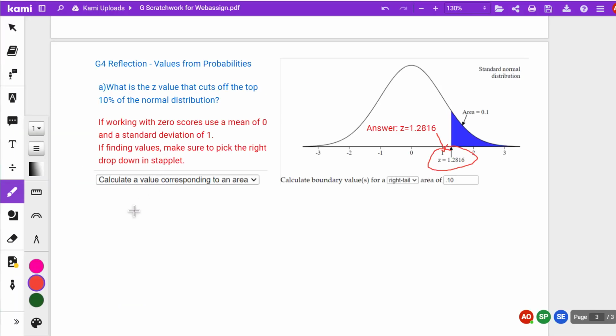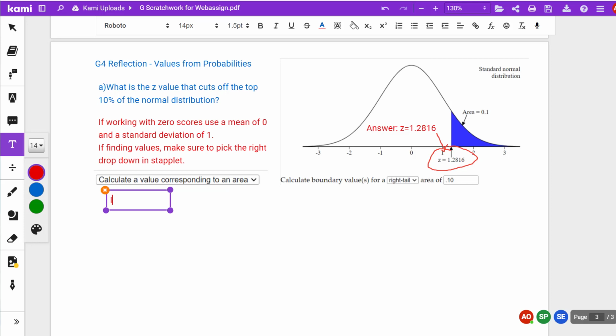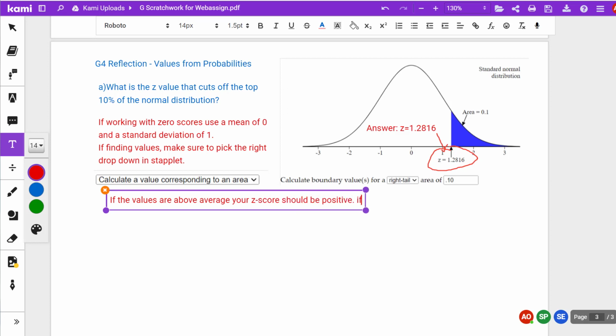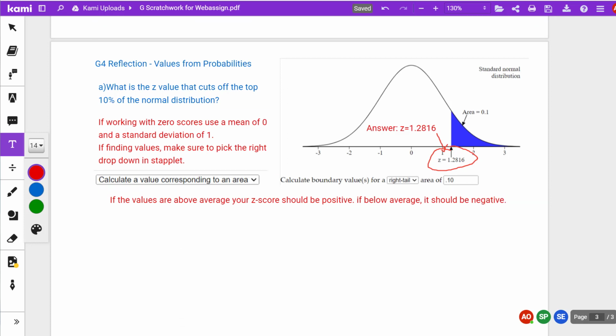All right, so let's write ourselves a note about that. If the values are above average, your z-score should be positive. If below average, it should be negative, right? So I don't really need to, I think, catch that next one.